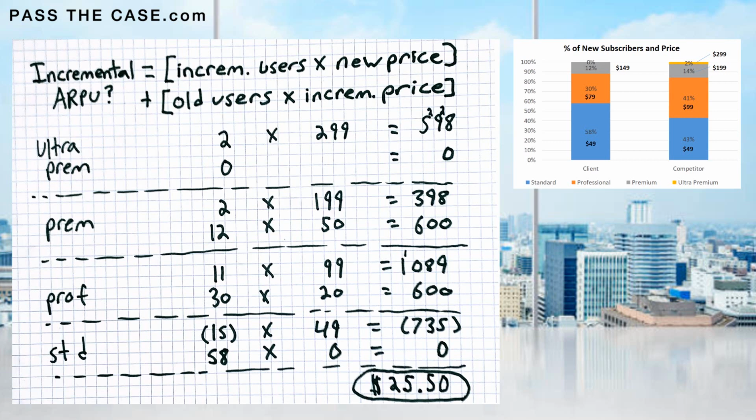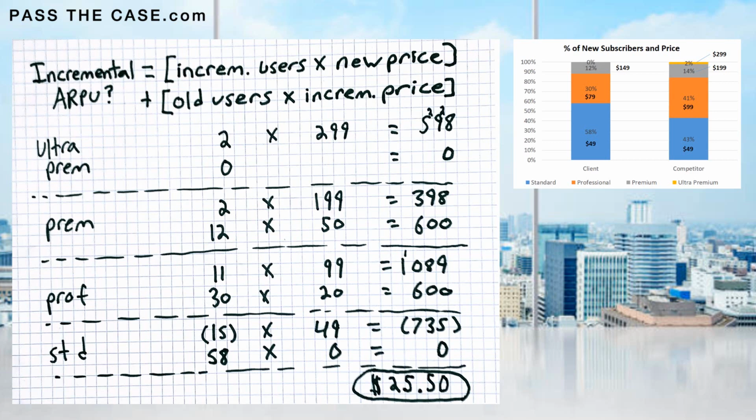So starting with the Ultra Premium plan, I have two incremental users paying the new price of $299, which is $598, and I have zero old users since the Ultra Premium plan didn't exist, so that multiplies out to zero. And then on the Premium plan, I have two incremental users paying the new price of $199, which is $398, and I have 12 old users paying an incremental $50 each, which is $600.